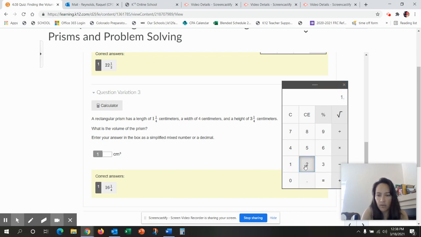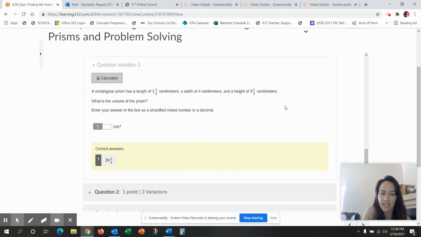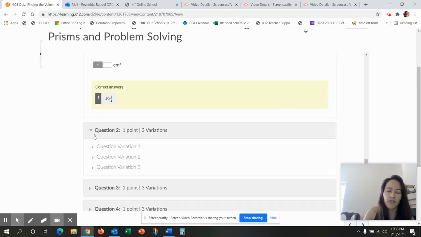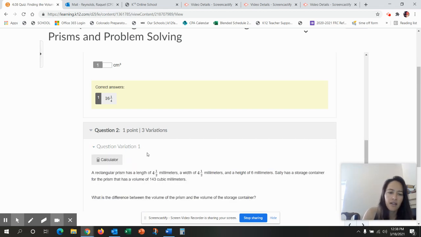1.25, so 1 and 25 hundredths, times 4 times 3 and 25 hundredths equals, wow, 16.25, 16 and 25 hundredths, 16 and 25 cents, 16.25. Okay, great job. Hopefully that's making sense. Hopefully you're playing with the relationship between fractions and decimals. What do they mean? What do they equal? How do we get there?